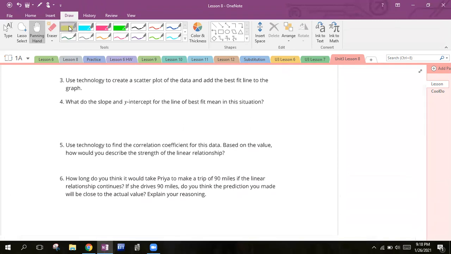Number 3, use technology. What are we going to use? Desmos. Please get this practice in. A lot of y'all are still confused on some of the steps, and I'm literally working through the problems here, so it's best to do it with me. We're going to create a scatter plot of the data and add the best fit line to the graph. Okay, I'm going to pause my video for just a second just to type in my data to Desmos so that you don't have to watch me do it, but you also need to be doing that as well.